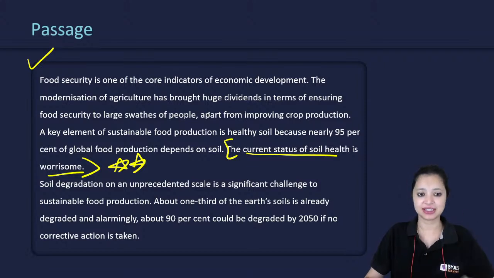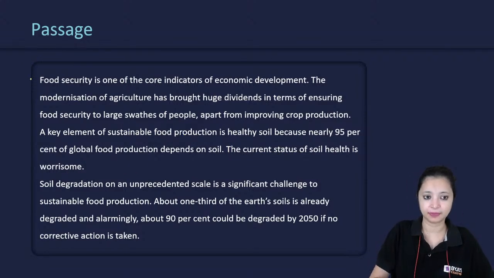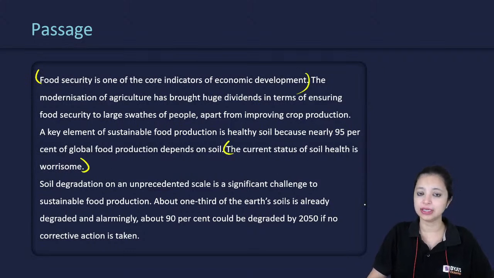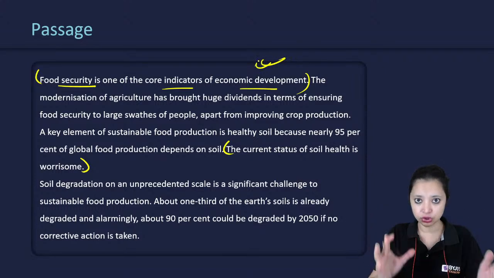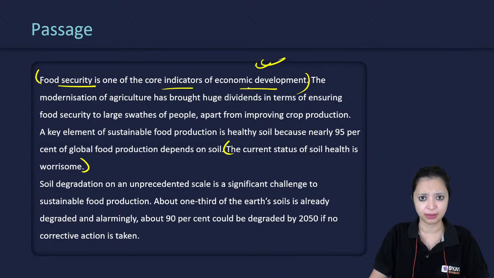Okay. Yes. So the first line, I'll highlight that. The first line is important. This line also is important. Now, see, when I say food security is one of the core indicators of economic development, I know that I am talking about food security and its importance, and that's related to economic development. But then there is a contradiction that shows here. The moment there's a contradiction, I have to be very, very attentive about that.